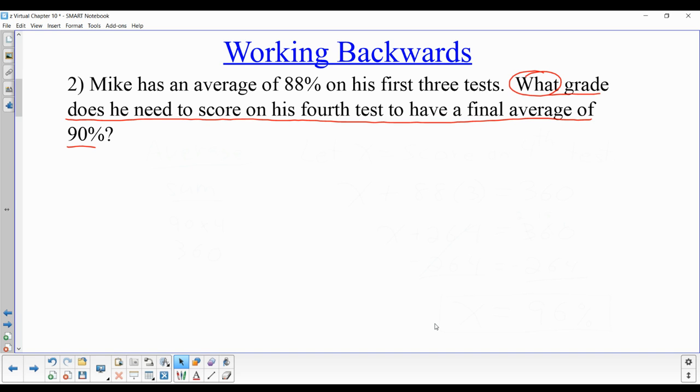This video is going to go over finding a missing piece of data when given the mean. In this example, Mike has an average of 88% on his first 3 tests. What grade does he need to score on his 4th test to have a final average of 90?